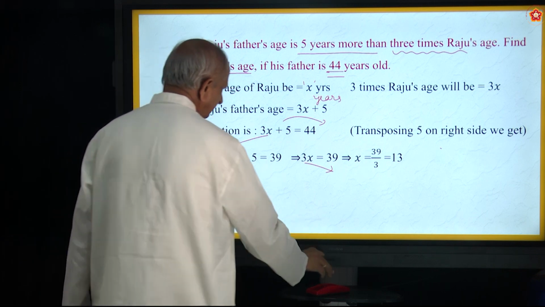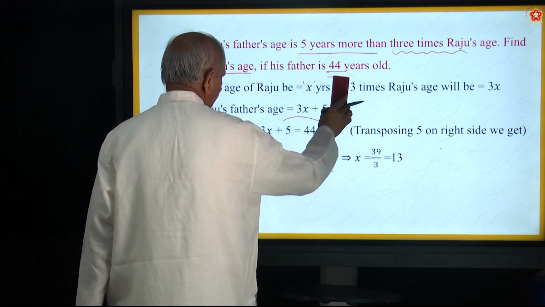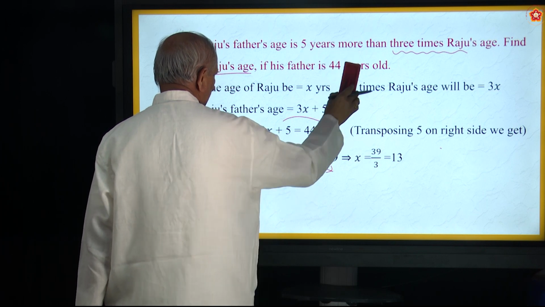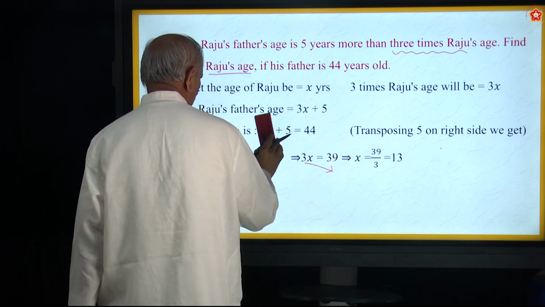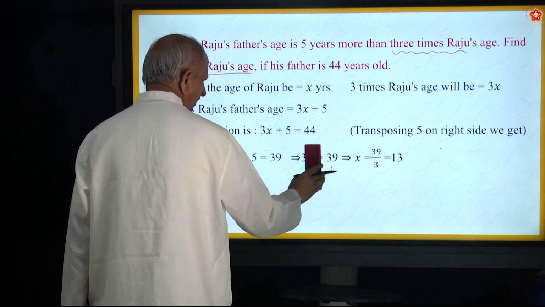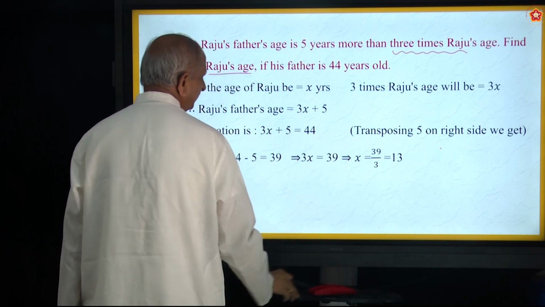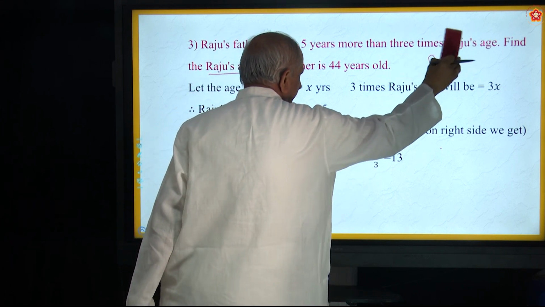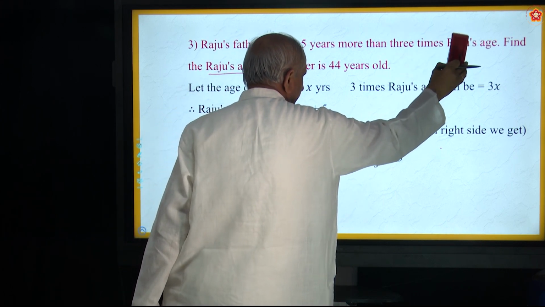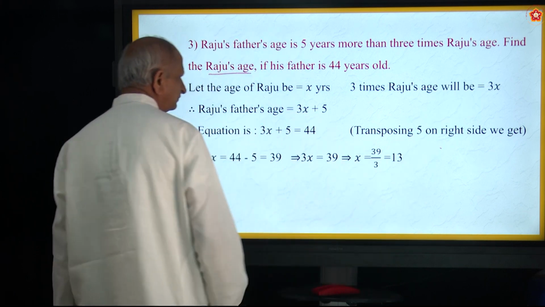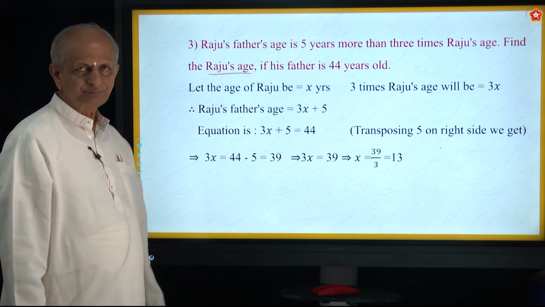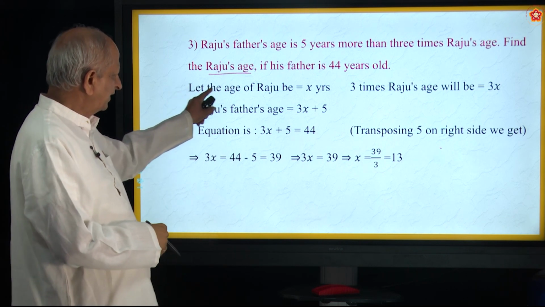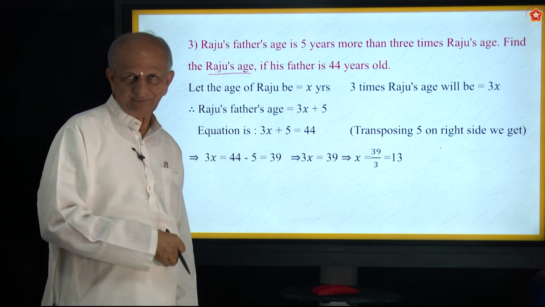What is x? x is the age of Raju, which you don't know. So, we found the age of Raju to be 13 years. How did you get it? That is, getting the equation first and then solving it. Once again, for those who have not understood, age of Raju, x.